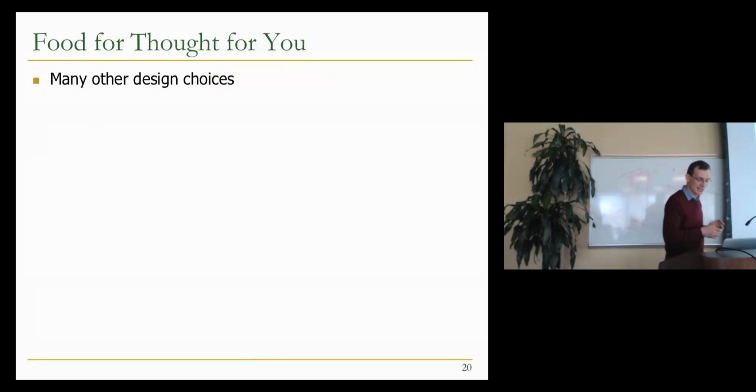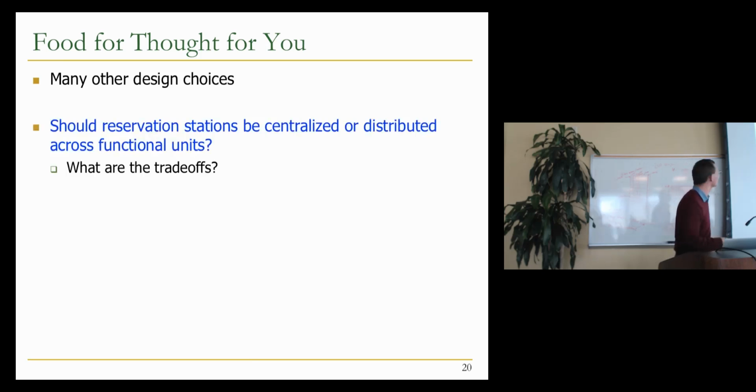Okay. Some more food for thought for you on out-of-order execution. I guess before we move on, any questions on load-store handling? Okay, now you can actually answer any question related to this. There are many other design choices in out-of-order execution, which I'm not going to go into right now. But one example is, should reservation stations be centralized or distributed across functional units? What are the trade-offs? I'd like you to think about that.